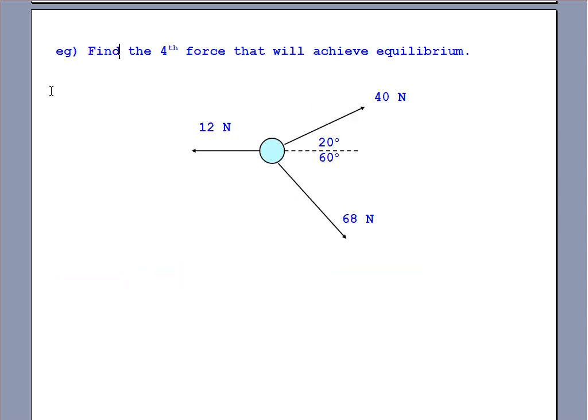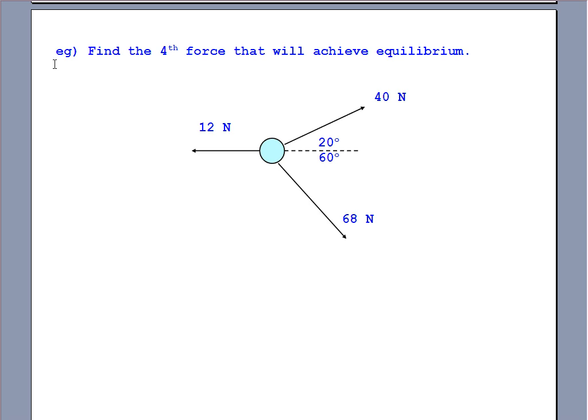One final question for today. Here's one where we're going to have to play around with components in order to get things to be balanced. This one says, find the 4th force that will achieve equilibrium. There are many ways to do this question, and I would like to just show you one. And there are others that work just as well.